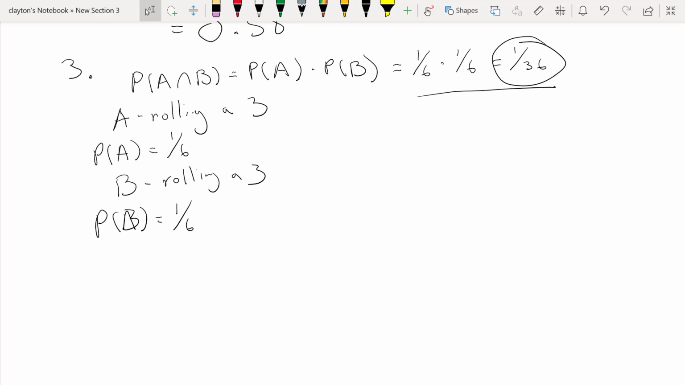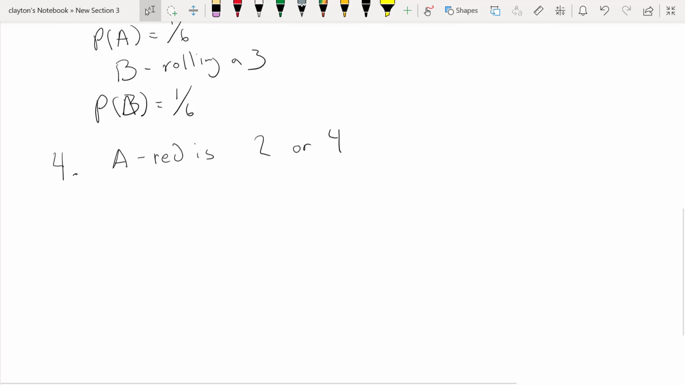I think 4 was a little bit of the tricky one, right? It helps to draw out the nice tree diagram. It says 2 distinguishable fair die are rolled. One is red, one is green. Let A be the event that the red die is 2 or 4. So red is 2 or 4. And so that gives us, right, these two possibilities, 2 or 4. And it says let B represent the sum is equal to 6.